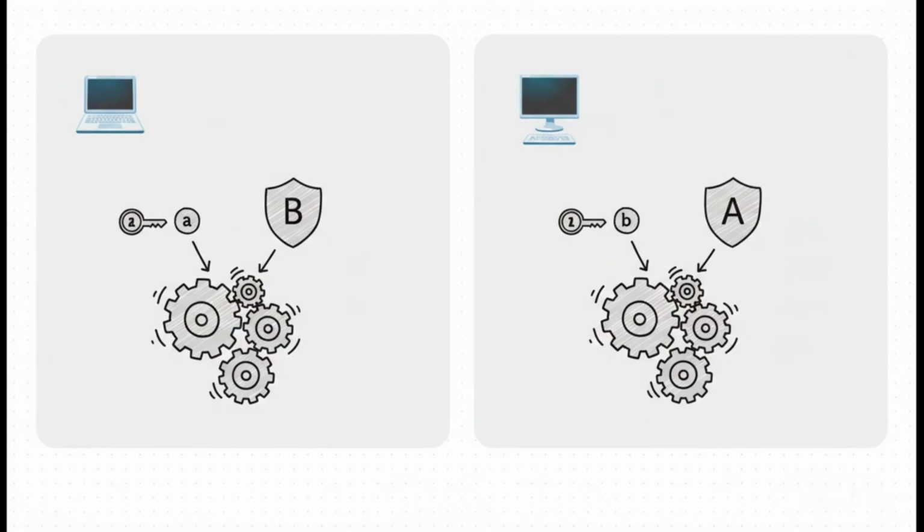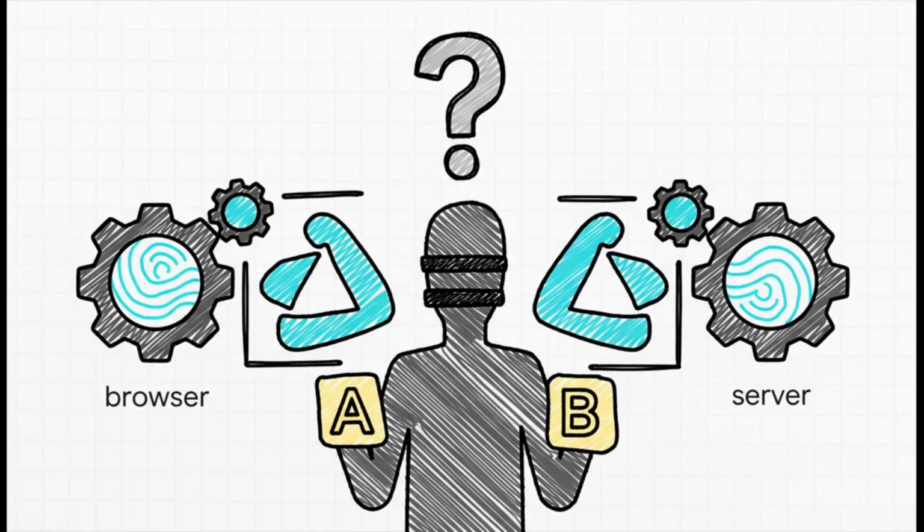See, each side has a secret private key that it never ever shares. What they do is take their own private key and combine it with the public key they just received from the other side. So the browser combines its private key with the server's public key, and at the exact same time, the server combines its private key with the browser's public key. And here is the absolutely brilliant part. Because of the special math they're using, both of them, working independently, arrive at the exact same secret number. That number was never actually sent across the internet. An eavesdropper who only saw the public keys has no way to figure it out.